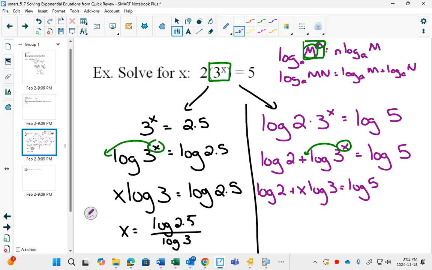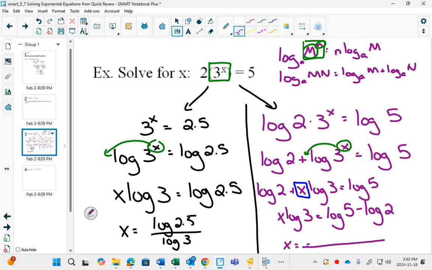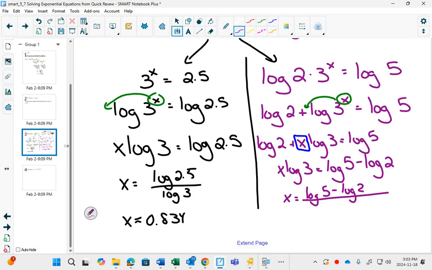I want to solve for x. Here's my x. That's what I want to get by itself. Does it make sense that I can move this number over to the other side? I get x log 3 by itself by subtracting log 2 to the other side. And then I could get x by itself, and so this answer looks different in form than this one did.